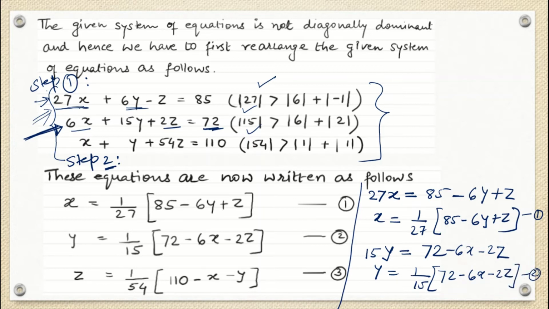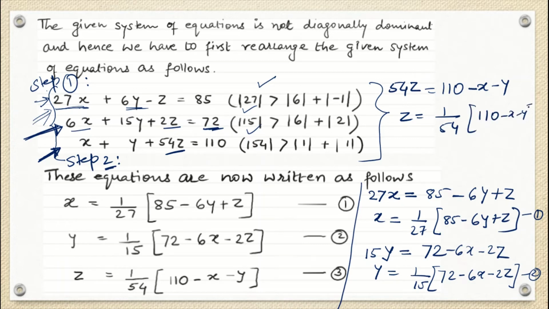Similarly, I am going to consider equation number 3. From equation number 3, I am going to write down what is my z. That means 54z is 110 minus x minus y. That means z is 1 by 54 times (110 minus x minus y). So this is my equation number 3, and this is my step number 2.